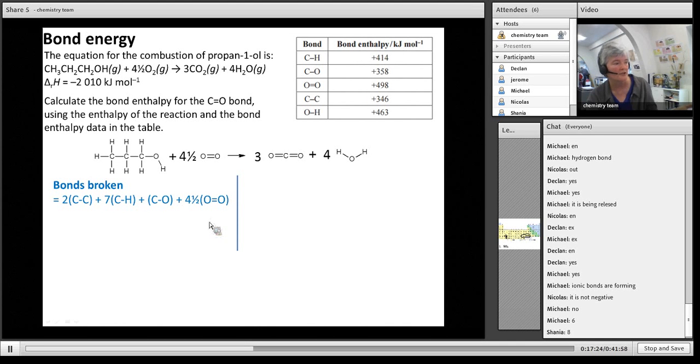Okay, so I suggest writing it out in a very logical manner, because I find the more shortcuts students take, the more likely they're going to make a careless error. So write it in a number of steps.